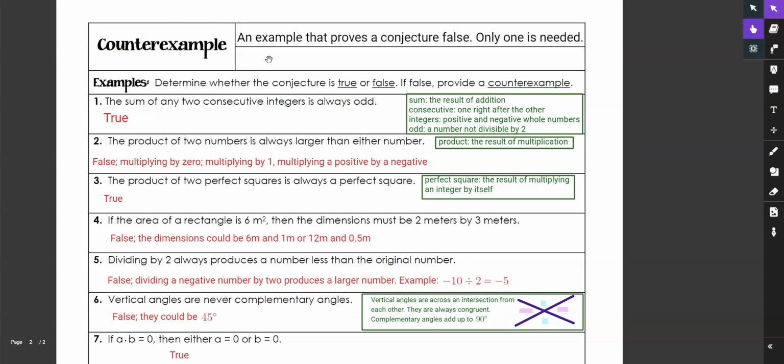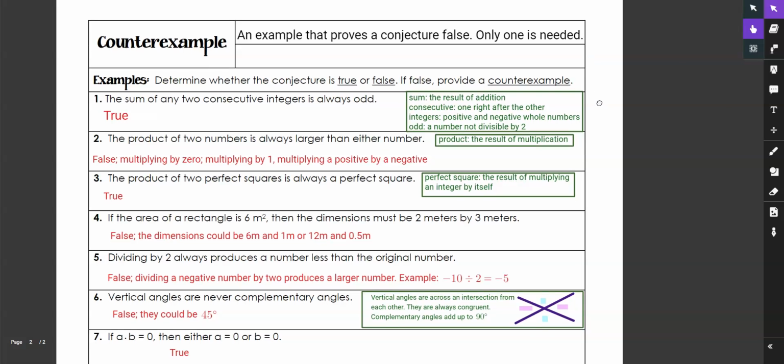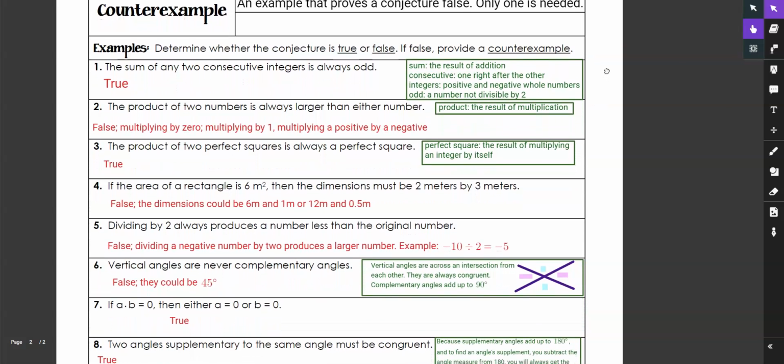A counterexample is an example that proves a conjecture false. Please note, only one is needed. Although on here, I do give you more than one in many of the cases. So number 1, the sum of any 2 consecutive integers is always odd. We need to remember that sum is the result of addition. Consecutive means one right after the other. Integers mean positive and negative whole numbers. And odd is a number not divisible by 2. This is a true statement.